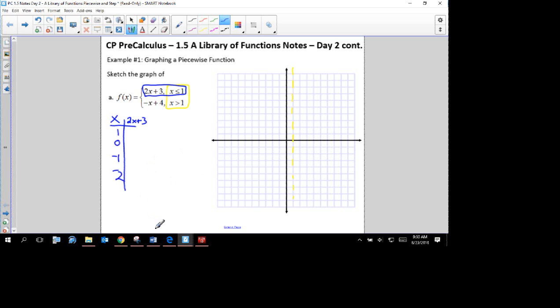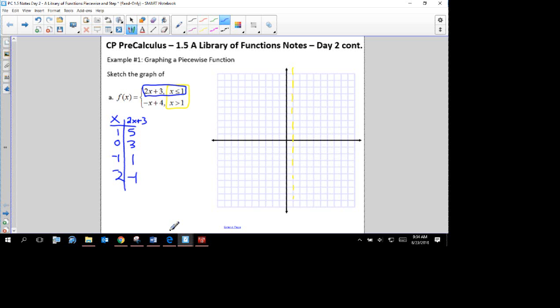Okay, so I'm going to plug in 1. I'm going to get 2 plus 3, 5. 0 is going to be 3. Negative 1 will be 1. Negative 2 will be negative 1. And then I'm going to go plot those.